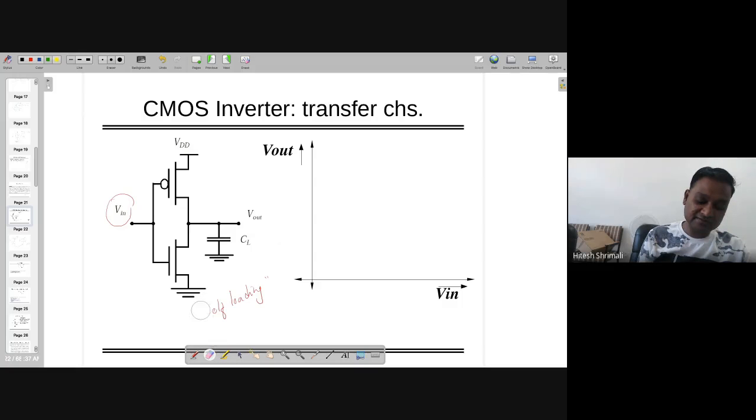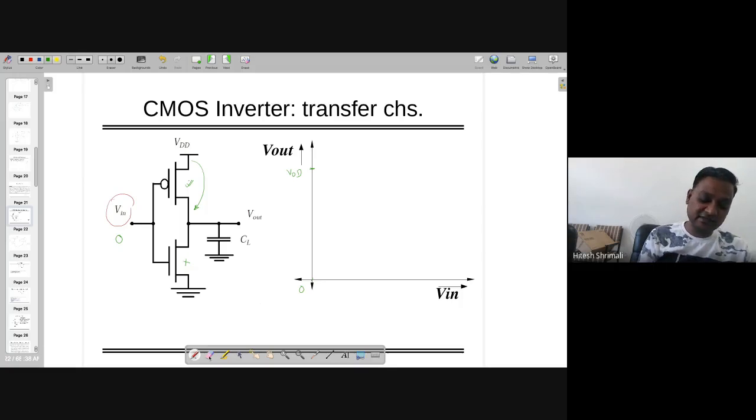So then how will the output look? Let's start from here. If the input is equal to 0 volts, I know that this transistor is on, this transistor is off, and Vout is connected to VDD. Note that PMOS is a very good device for transferring logic 1. So logic 1 will be fully transferred, no problem.